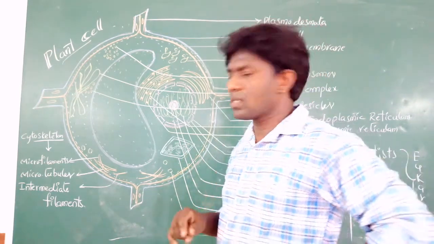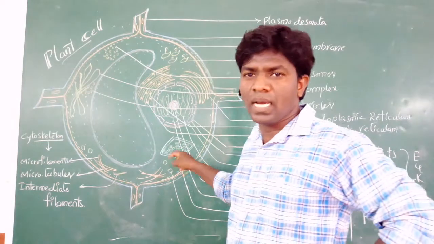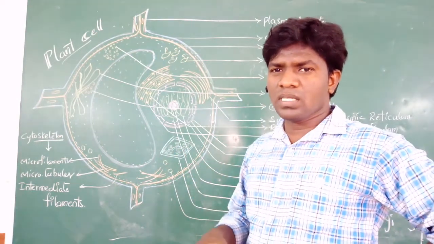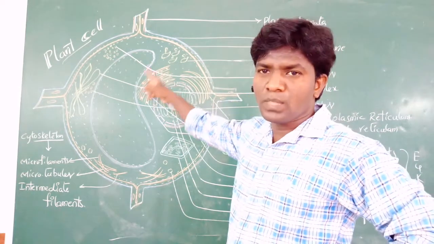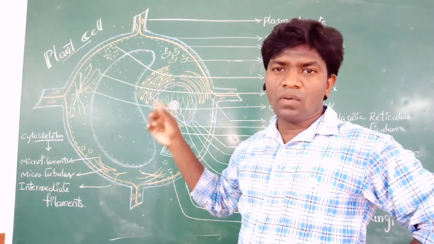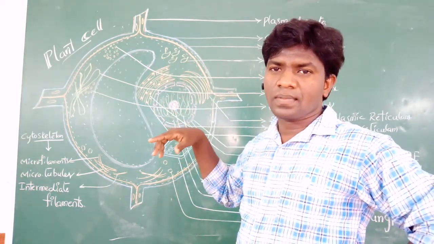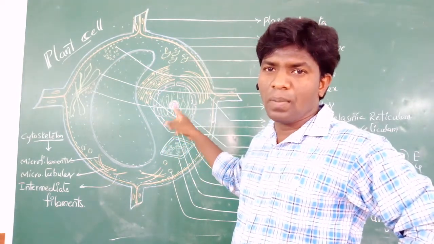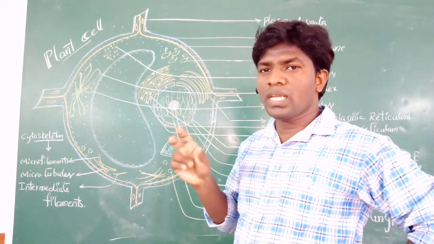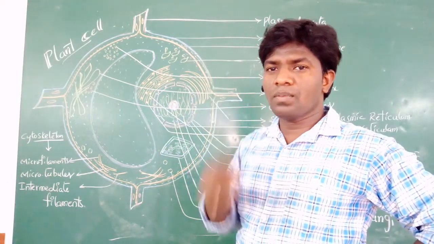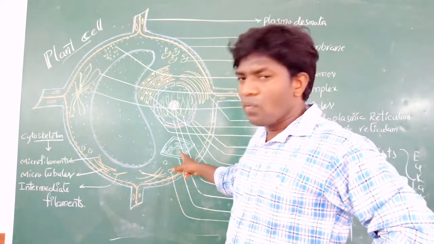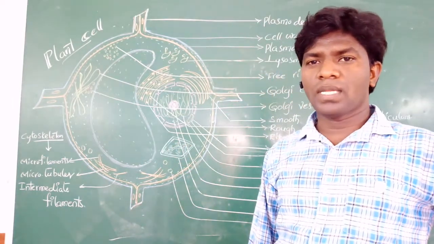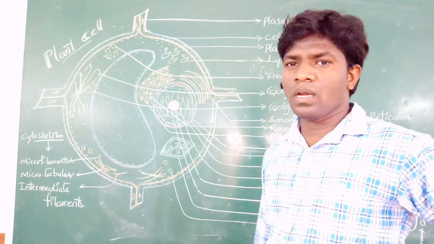The chloroplasts are present in plant cells, absent in animal cells. These are just some differences. The cell wall is present in plant cells and absent in animal cells. The nucleus is present in the corner of the cell in plant cells, and in the center of the cell in animal cells. The chloroplasts are present in plant cells, absent in animal cells. Look at the diagram and observe keenly.